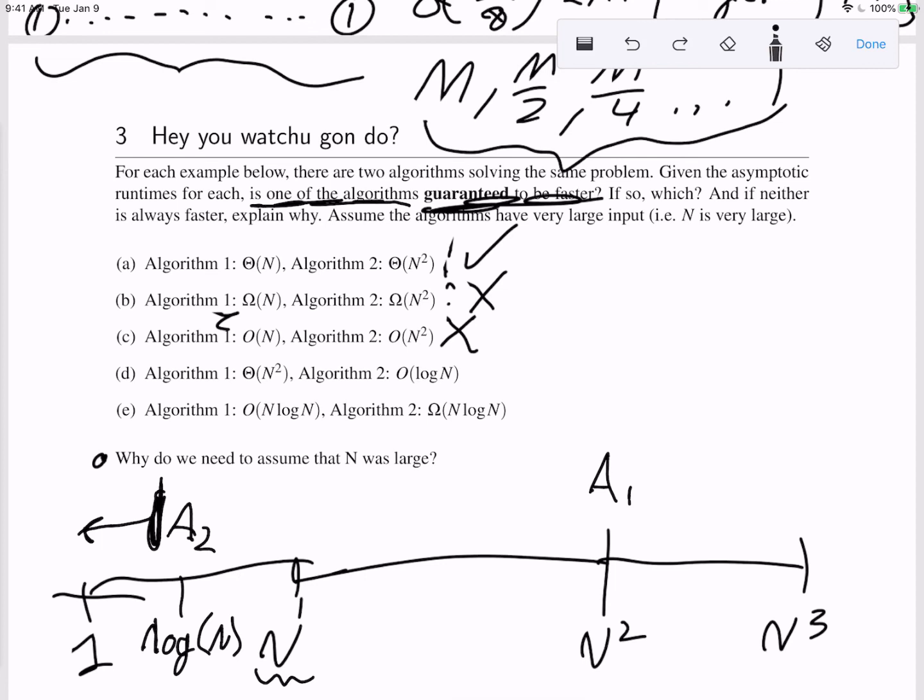And now we have a case where A1 and A2 are not intersecting, right? There's no way A1 and A2 could have the same runtime. So we know for a fact that A2 is guaranteed to be faster than A1, right? Because there's no way they can cross, or they can meet in the same spot because one of them was theta. Okay, let's move on to the next one.